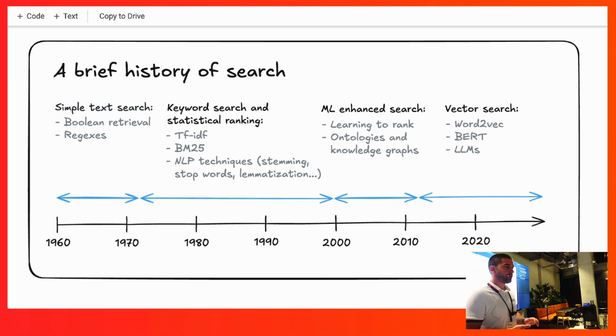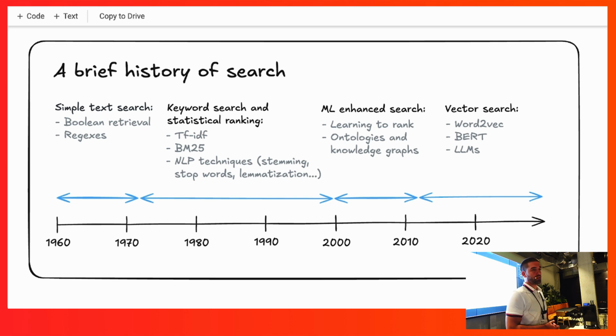And in the early 2000s, most of the improvements in the search area were based on machine learning algorithms. So we have algorithms like learning to rank, where we are fetching candidates using statistical methodologies, and then we are re-ranking them using a machine learning algorithm. Some of the engines were also including ontologies and knowledge graphs, bringing external data to the search to get more relevant results.